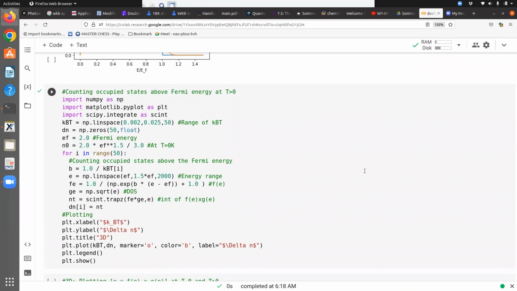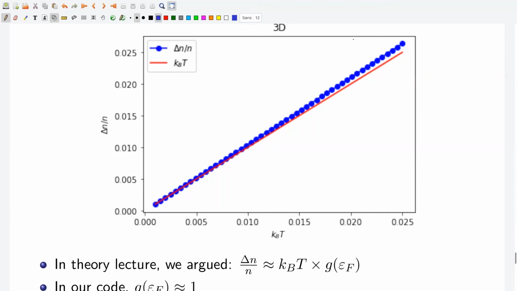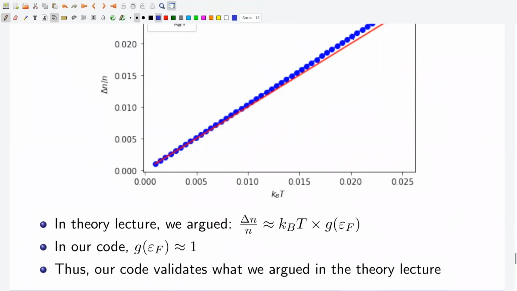Let us run the code and find the number of occupied states above the Fermi energy at T greater than 0. Clearly, the fraction of electrons excited above the Fermi level increases linearly with kBT. In the theory lecture, we argued that delta N divided by N, that is the number of electrons excited above the Fermi level divided by the total number of electrons, goes as kBT times the density of states at the Fermi level.